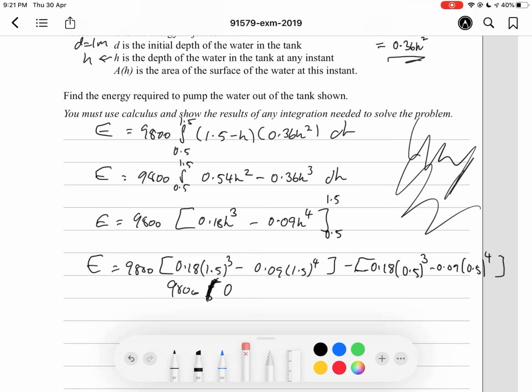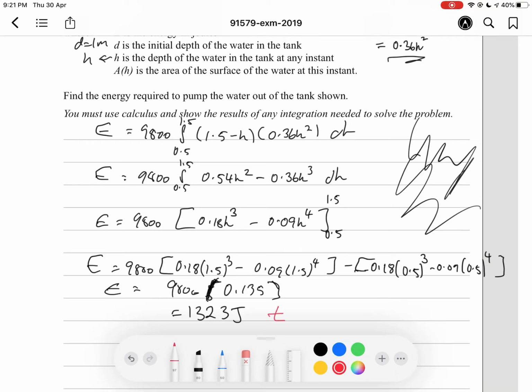Alright, so we have 0.135 in the brackets, and that's equal to our energy. So 9,800 times 0.135 is equal to 1,323. Energy is measured in joules, but I don't think you need the unit. Unit is not important here. To get a correct answer, that's 1,323.